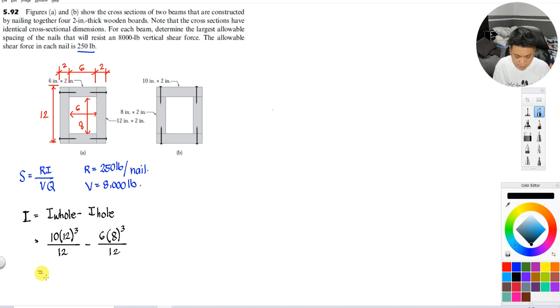So, that's 10 times 12 cube. Ay, ano yun? Nagpe-play. Wait lang. Okay. So, ilan yun? Ulit. 10 times 12 cube all over 12 minus 6 times 8 cube all over 12. So, you can have it as 1184 inches to the 4th. Okay? So, meron na akong R and then Q na lang.